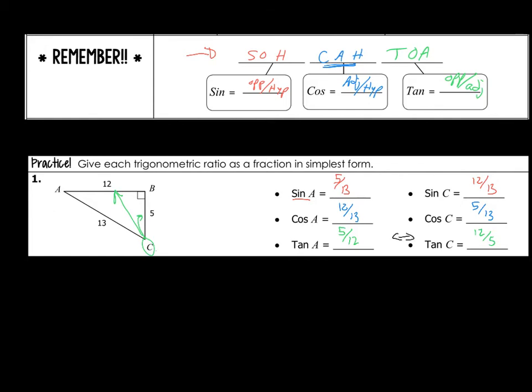My tangent functions are the reciprocals of each other. And what's interesting to notice is that the cosine of one angle is the sine of the other, right? So the cosine of A is the same as the sine of C, and the sine of A is the same as the cosine of C. And why is that? Because what is opposite for angle C is adjacent to angle A and vice versa. And that's it. All you got to do is just remember SOHCAHTOA and move slowly and carefully.